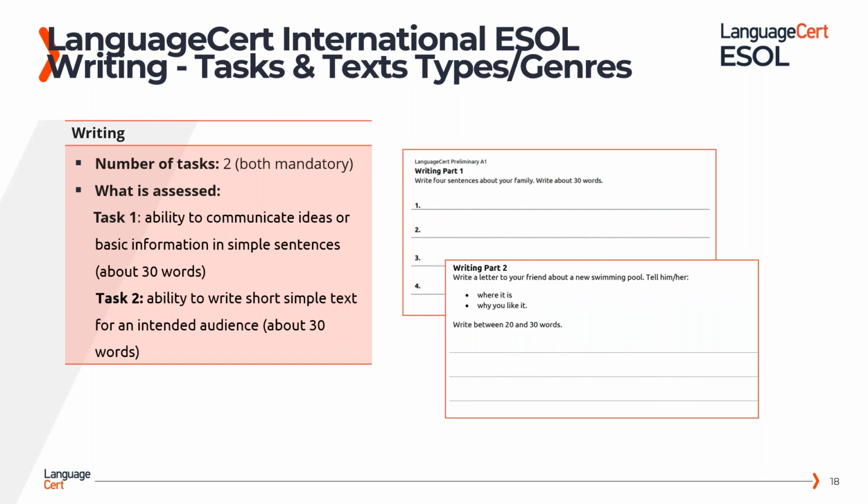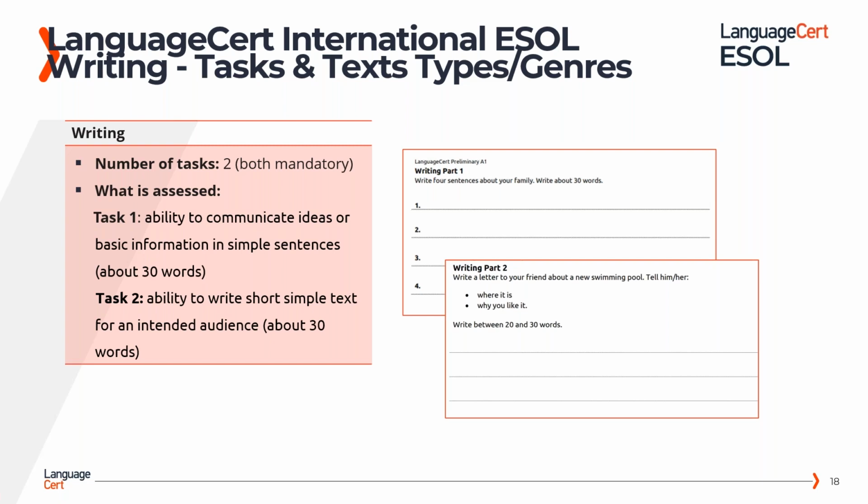The writing section of the A1 level International ESOL qualification comprises 2 tasks, both of them mandatory. The first task aims to assess the candidate's ability to communicate ideas or basic information in simple sentences. For example, candidates may be asked to write a few sentences about their family. They will need to write approximately 30 words.